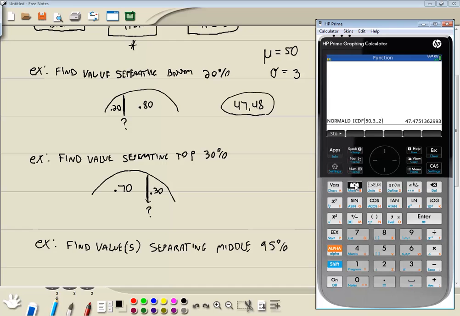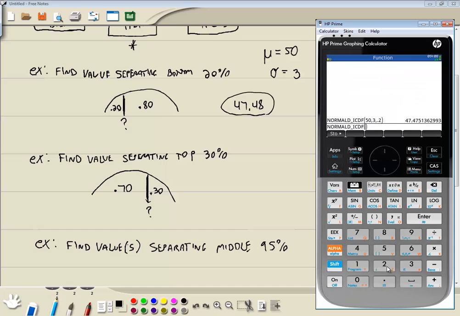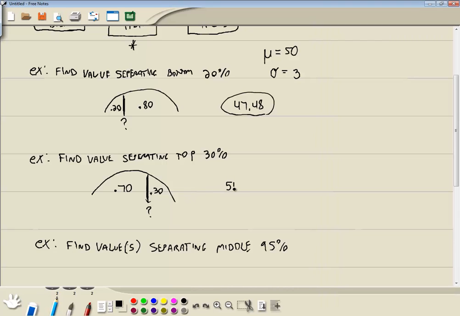Okay, so I'm going to choose my toolbox. Choose 5 for probability. Choose 7 for inverse. Choose 1 for normal. I want to put in the mean, which was 50, comma, standard deviation, which was 3, comma, the area to the left, which was 0.7 or 0.70. And then press enter. And we get 51.57. And that's our answer.